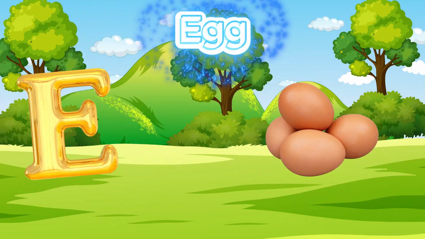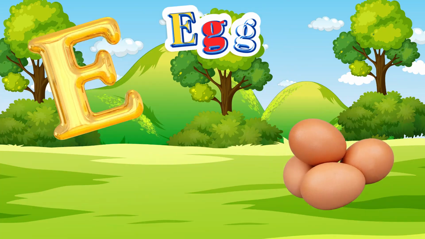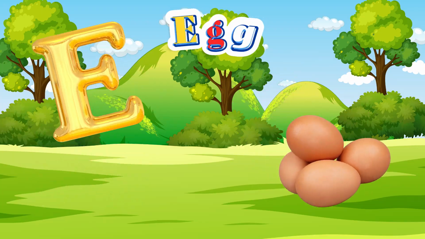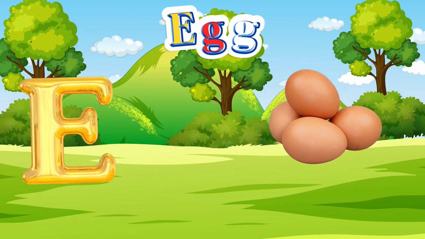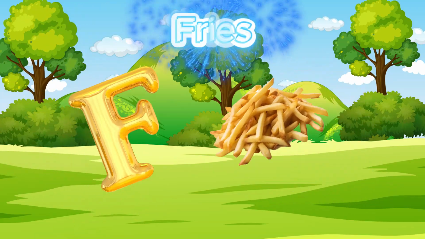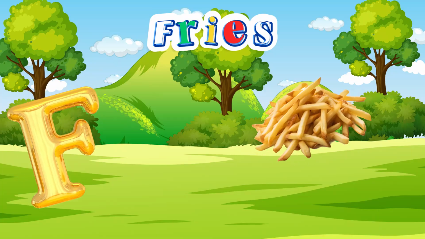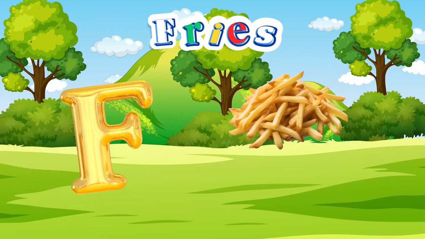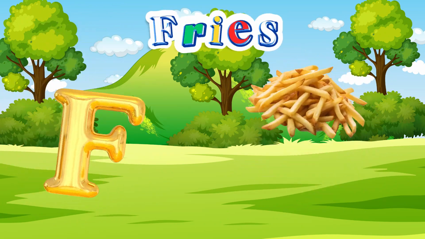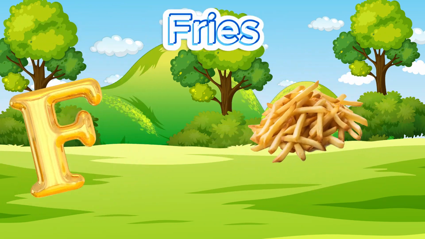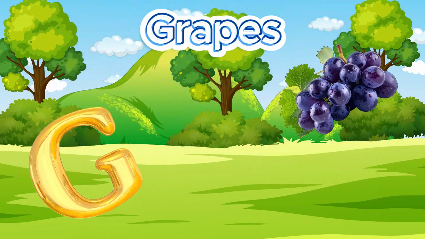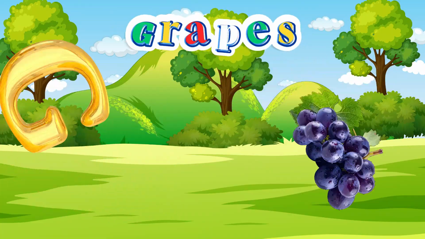E is for egg. E, egg. Healthy egg. E is for egg. F is for fries. F, fries. Crunchy fries. F is for fries. G is for grapes. G, grapes.